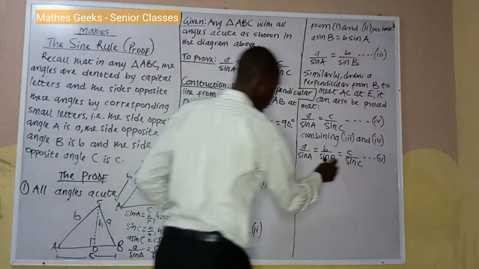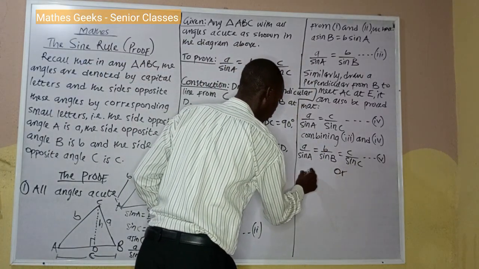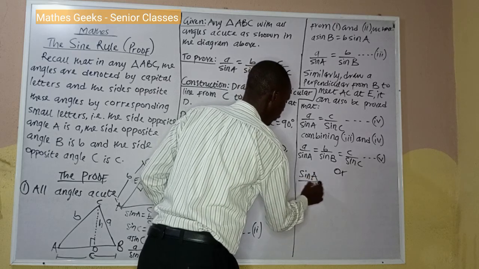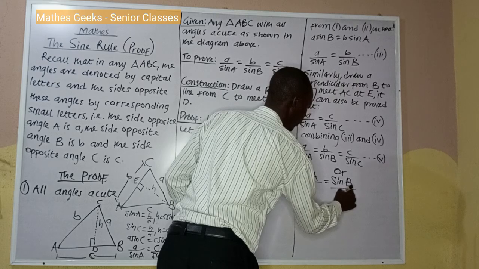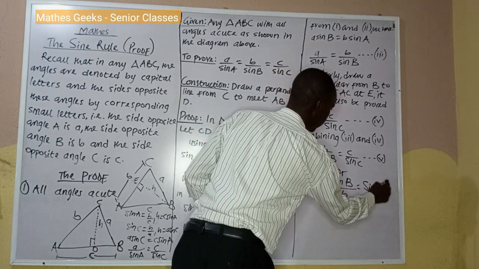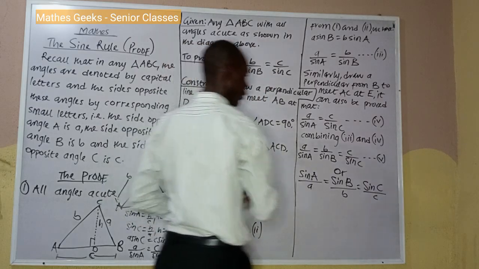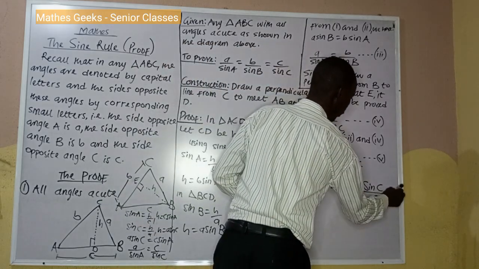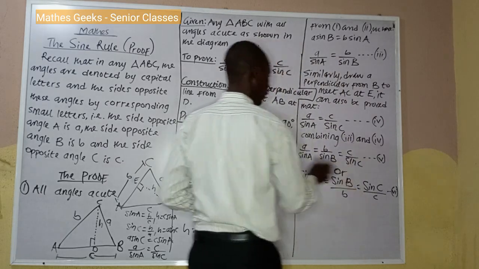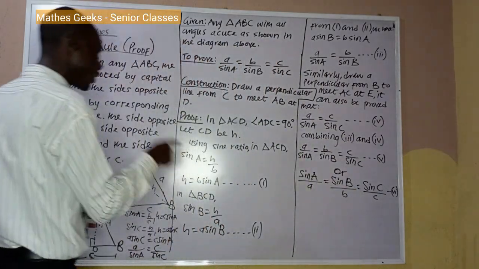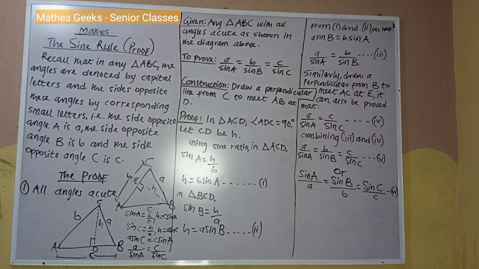Alternatively, we can write this in this way: sine A over the side A equal to sine B over the side B equal to sine C over the side C. We can call this equation 6. Either this or this will give you the same answer. So that's the sine rule, the proof for the sine rule.